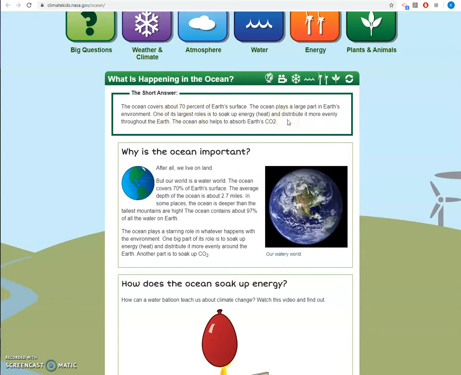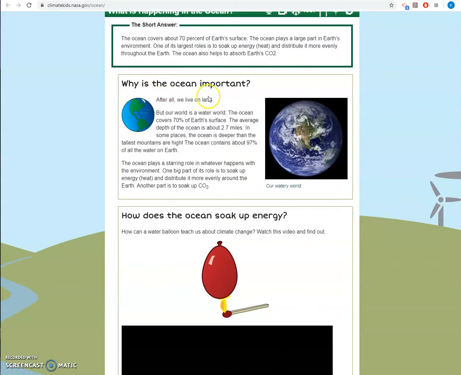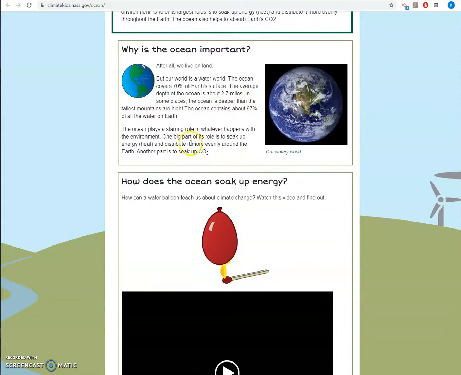Most of its job is to soak up energy from the sun and other places and distribute that throughout the Earth. It also absorbs some of the Earth's carbon dioxide. Why does that matter? Well, we all live on land, right? But without the ocean, we wouldn't be able to do a lot of things. The ocean's quite deep. It takes up a lot of space, so it contains 97% of the water on Earth. The rest of that is fresh water on your surfaces and your glaciers and things. It just is important for our environment.